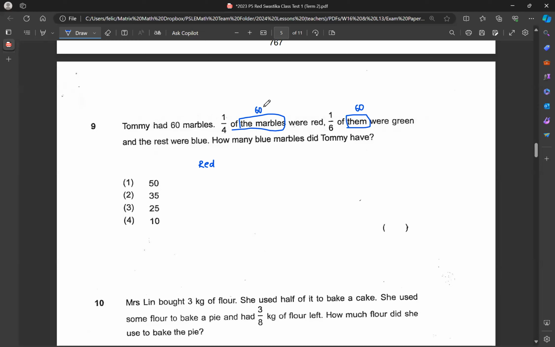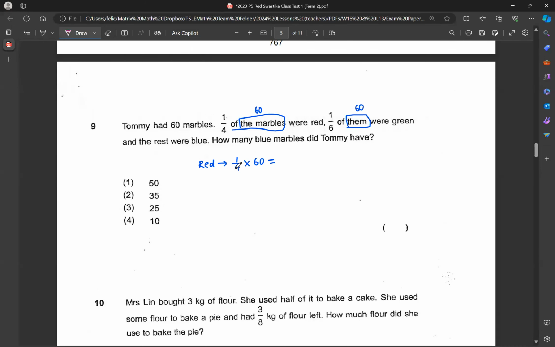So 1/4 of the marbles were red. We're going to straight away calculate the number of red marbles by dealing with these two values. So when I say 1/4 of the marbles, it means 1/4 of the 60 were red. So 1/4 of 60 means you can just take 1/4 multiplied by 60.